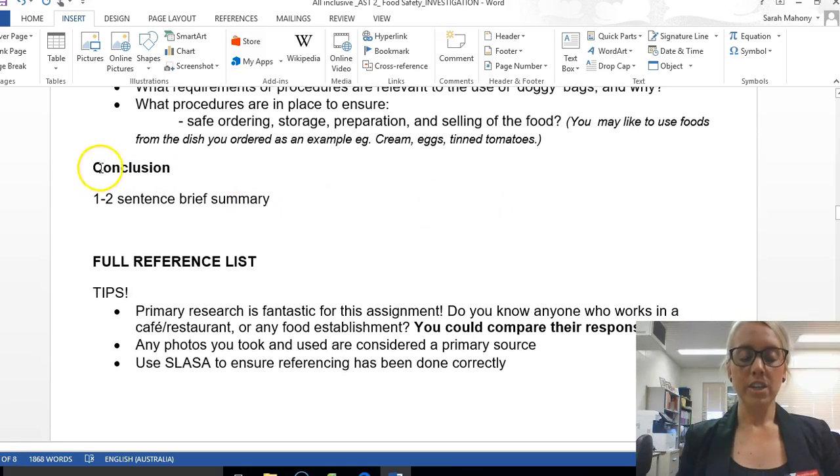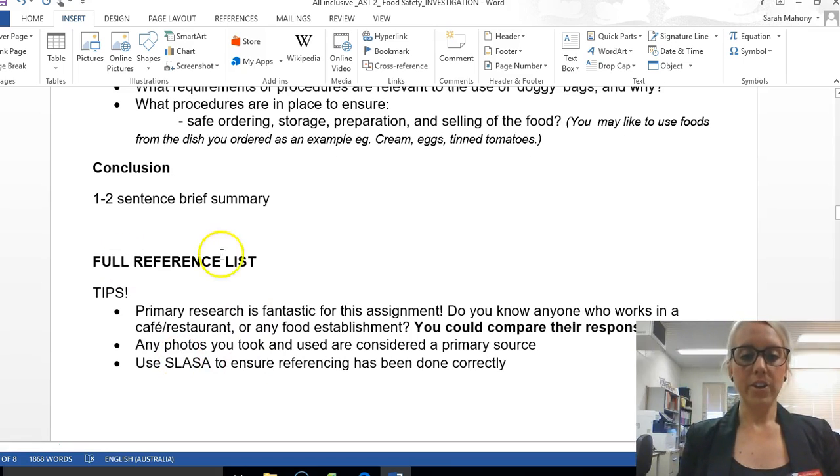Conclusion. Okay, this is optional because it really depends on if you have enough words left. If you don't, exclude it. If you have enough words, then write a brief summary of what you found, basically the importance of safe food handling in the commercial kitchen.